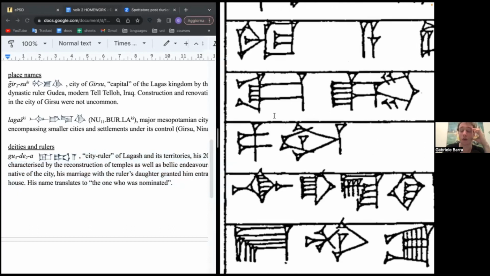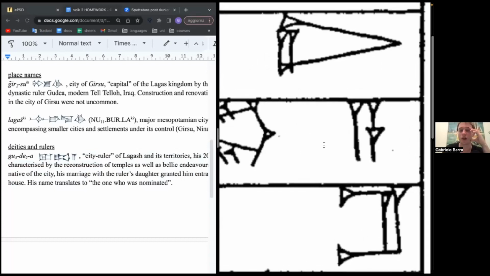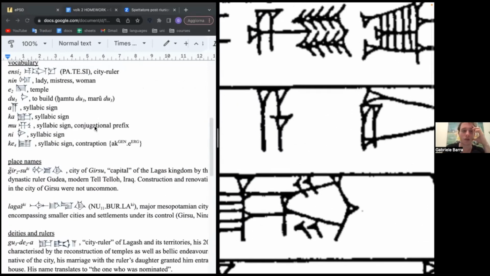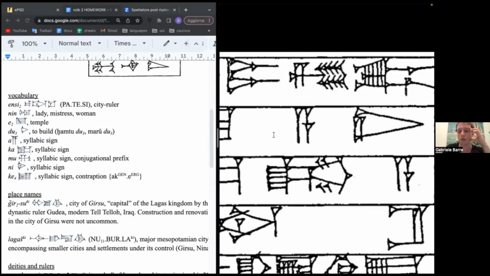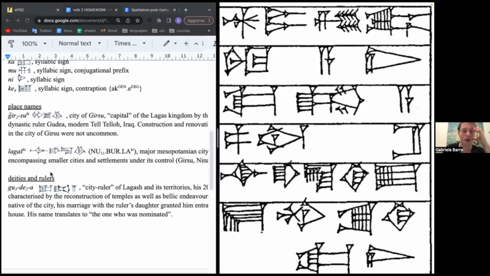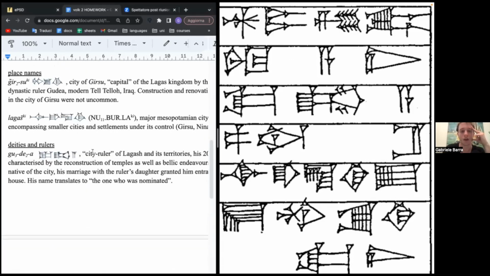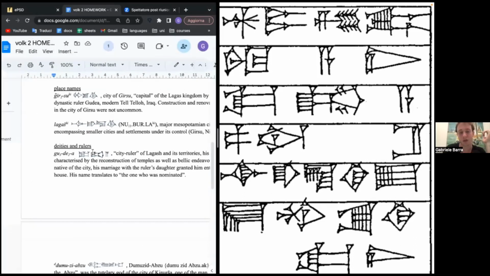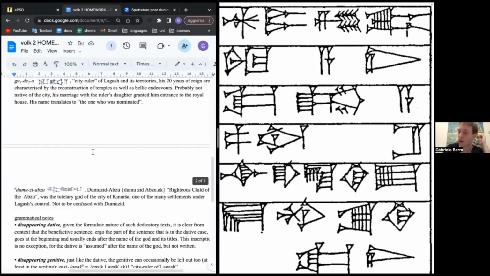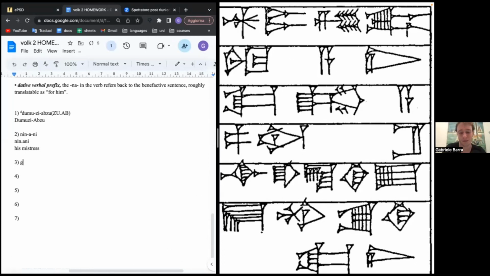So the first sign would be gu3. The second sign would be de2, and the third sign is the same one that appears here. I think I glossed it over here. Yes, syllabic sign. So altogether we have gu, de, and what does that mean? I included it in the glosses. Here it is. Ruler, yeah. Right, one of the city rulers of the city of Lagash. So presumably the agent, the subject of the inscription. So we have gu, de.